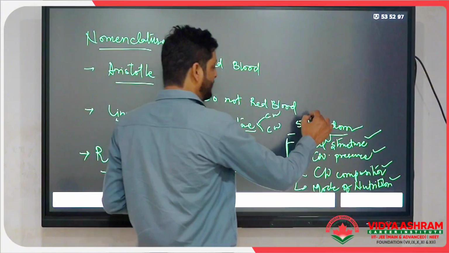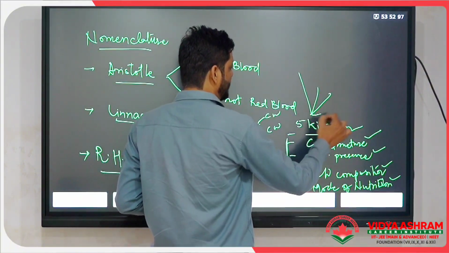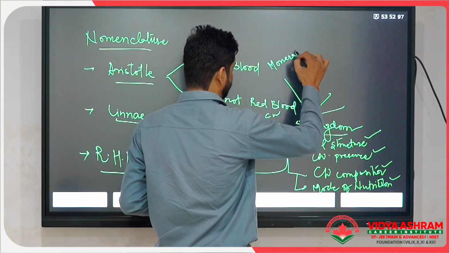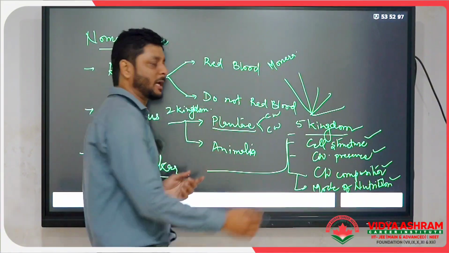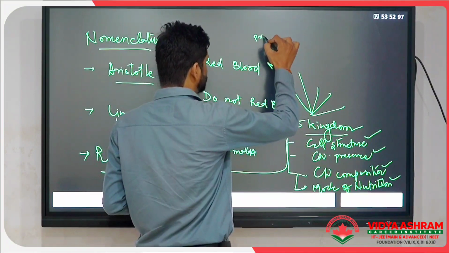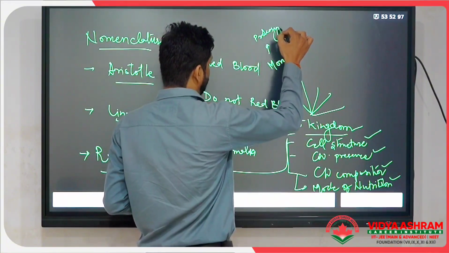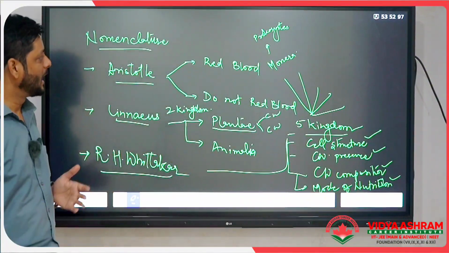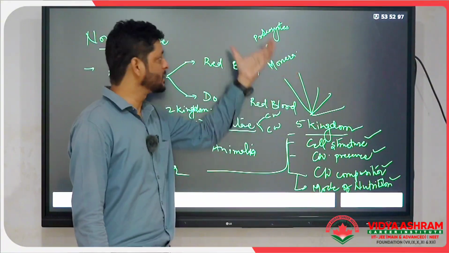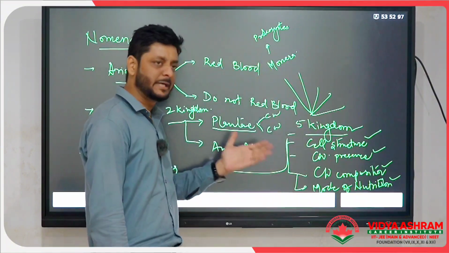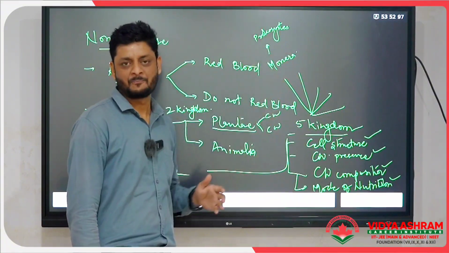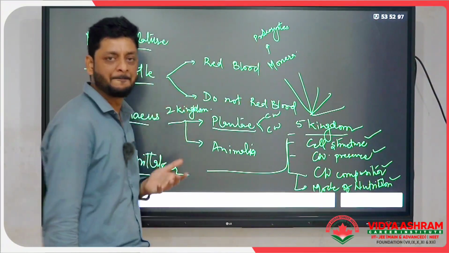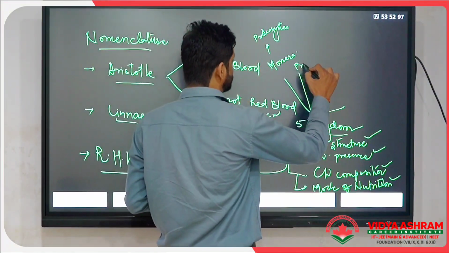So when the 5 kingdoms are divided, what are the 5 kingdoms? There is Monera. The kingdom of Monera includes all the prokaryotes. In the next lecture, I will describe what the prokaryotes are, how R.H. Whittaker classified the Monera, and which of these prokaryotes are categorized into the kingdom Monera. Then another group is Protista.